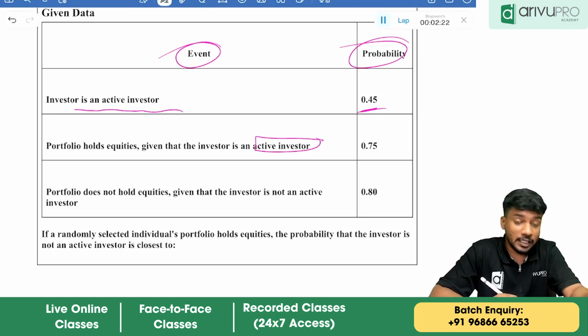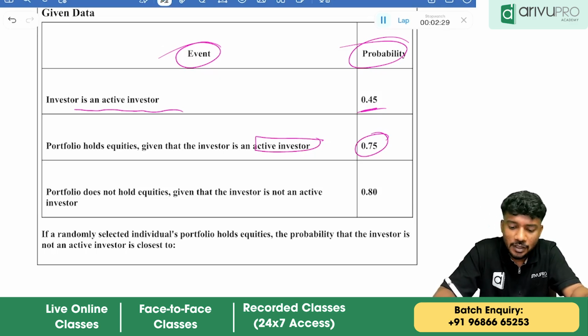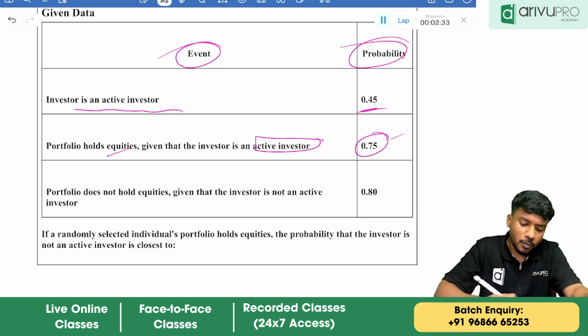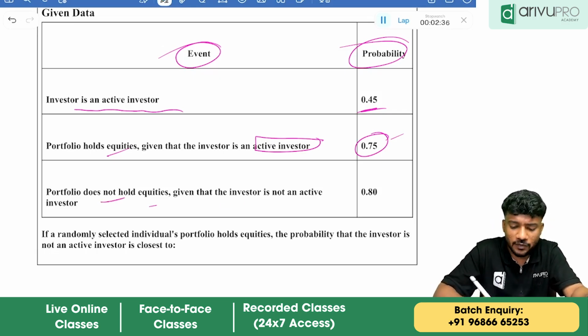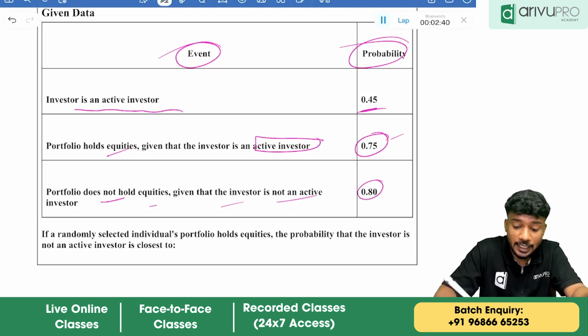Holds equity given that it is an active investor is how much? There is a 75% chance that of the active investors, 75% of them hold equity. Then the portfolio does not hold equity given that it is not an active investor. What is the probability? 80%.